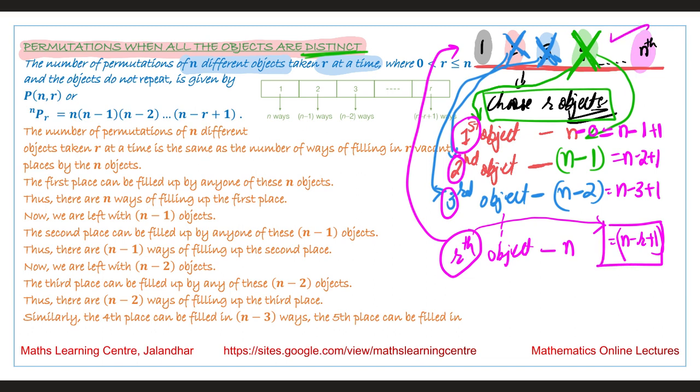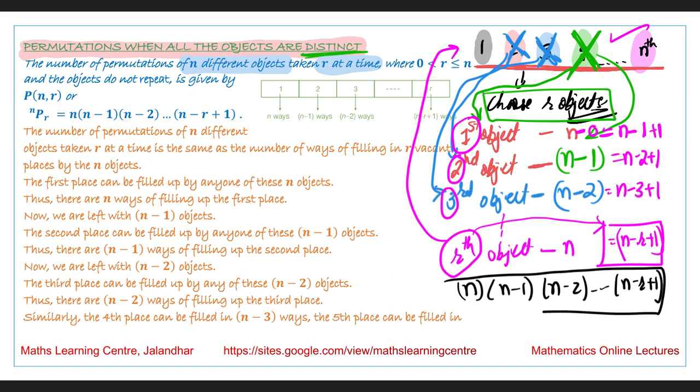At this point, these many elements will be left over. So the total number of ways, by the multiplication theorem, is n into n minus 1 into n minus 2, and so on up to n minus r plus 1. This term is represented as nPr, meaning out of n objects we are taking r permutations. This is the notation we have. We can write it as P(n,r), or as nPr.